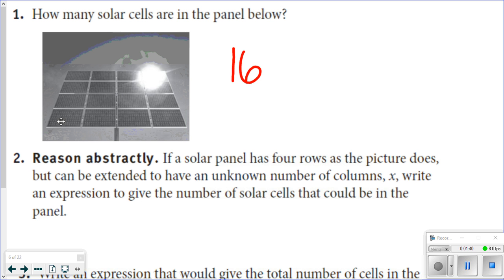Now, if a solar panel has 4 rows, as the picture does above, and if it has an unknown number of columns, we're going to use x, write an expression to give the number of solar cells that could be in the panel. Now, remember, an expression has no equal sign. So the number of rows, 4, times the number of columns, which is x. So 4x would be our answer here.